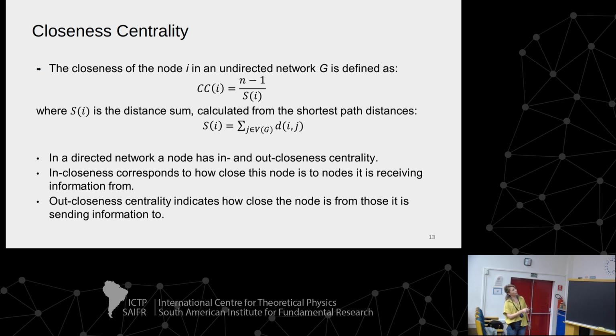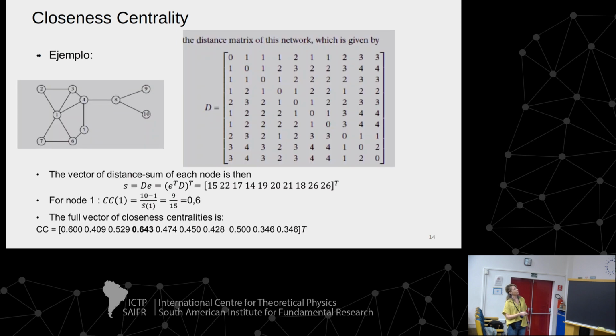Here S_i is the distance sum calculated from the shortest path distances. And then you have differences between a directed network and an undirected one. For example, if you take this example, just to show you, because my network is much larger. So I have this network, with 10 nodes, so I have a matrix of 10 nodes.